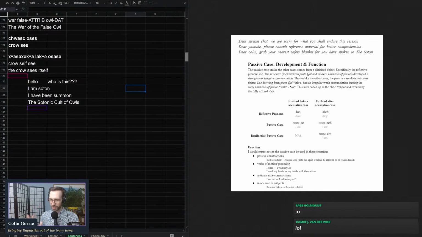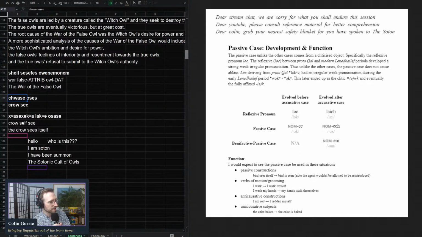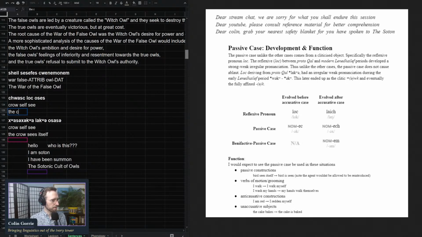Okay. Here's what we're going to do. The only way I think we can exorcise this spirit is to fully implement the passive case idea. And here it is. Okay, good. There we are. The passive case, unlike the other cases, comes from a cliticized object. Let's look at this sentence here. This reflexive pronoun lok in Lenethailef comes from this lakwa. So if we were to go forward in time, we have huask lok osas. Crow, self, see. The crow sees itself. This is step one.